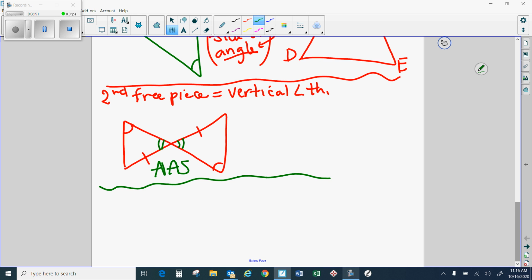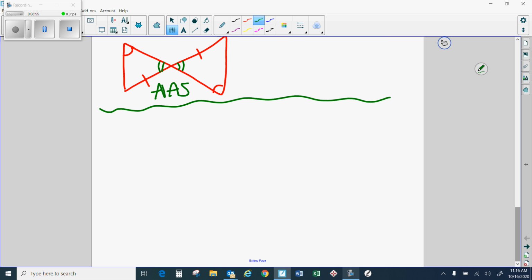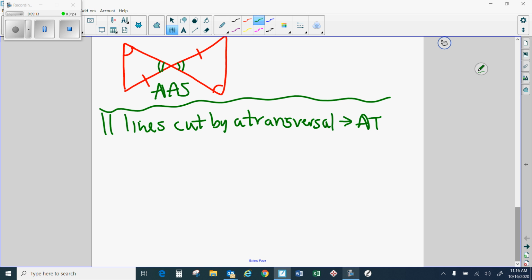And the last one you can get free is when you have parallel lines cut by a transversal. Then you get the alternate interior angles theorem, AIA, that we've already gone over. So, an example of that.